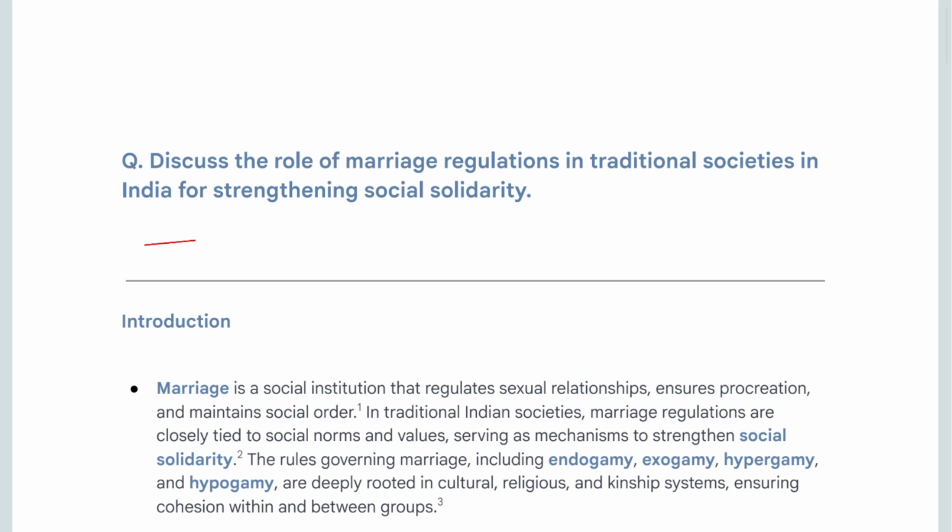Off by exploring a pretty big question. This one was posed in 2023. Discuss the role of marriage regulations in traditional societies in India for strengthening social solidarity. Yeah, that's a fantastic starting point. It immediately gets us thinking bigger than just two people.